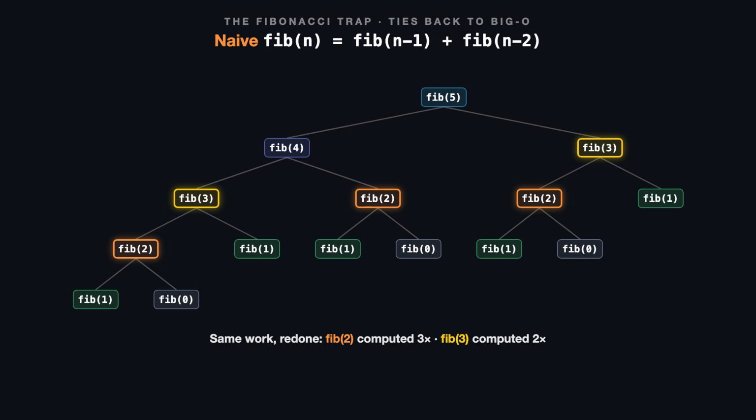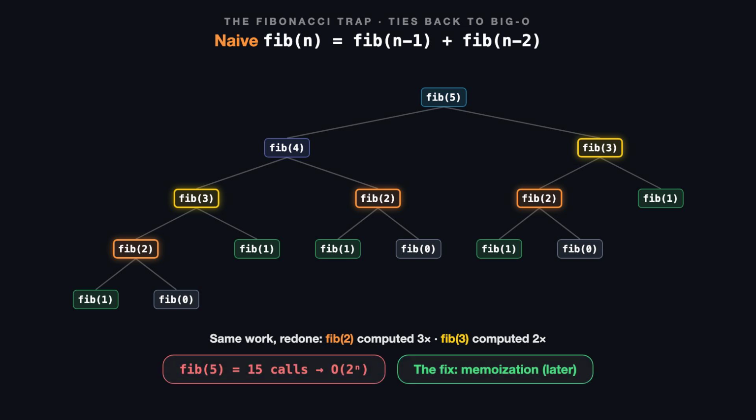The tree does not grow. It explodes. Every level roughly doubles the number of calls. That is O of 2 to the n, exponential. Fib of 5 is 15 calls. Fib of 50. More calls than there are seconds in your life. The same clean idea now hangs your machine.